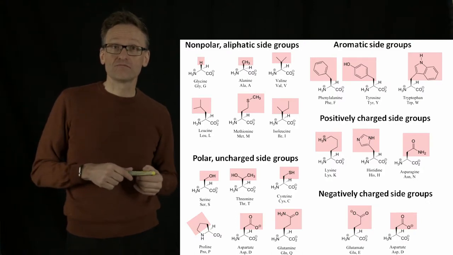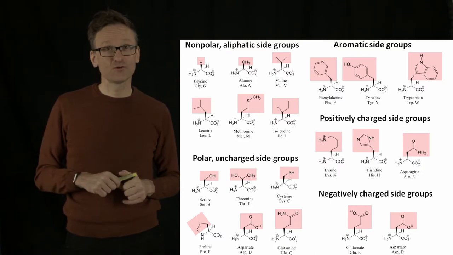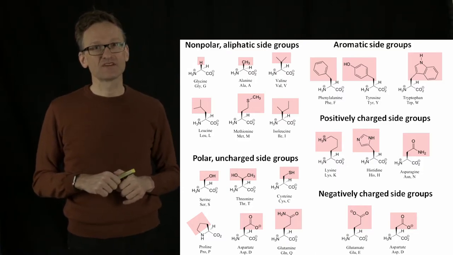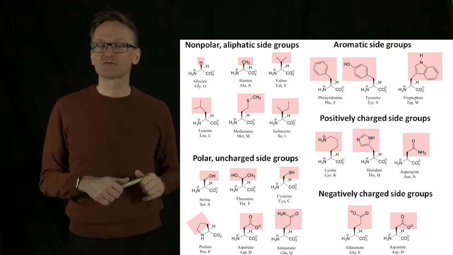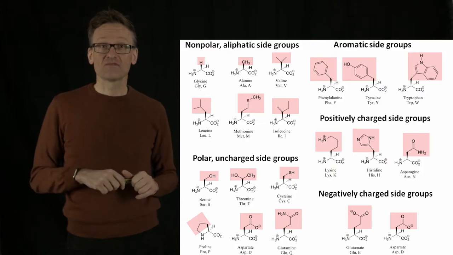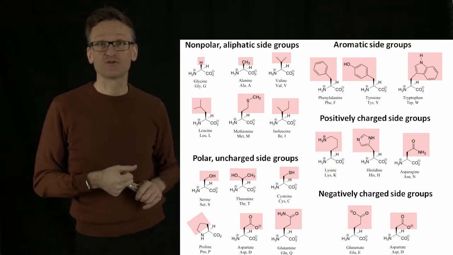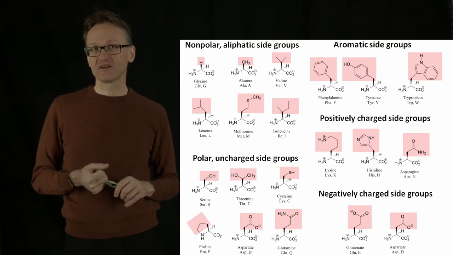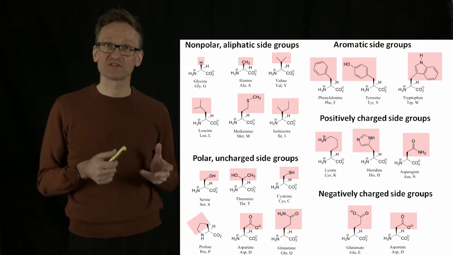We have some polar side chains. They're not charged, but they are polar. They will not love to be in those lipid environments, but they might be able to get by there under some circumstances, but they will likely prefer the head groups. Then, on the other side, you have positively and negatively charged side chains. There is no way they're going to enter the membrane, at least not under normal circumstances. They will need to be in the head groups or facing water.